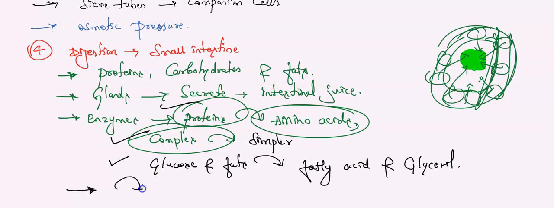Next point, digested food is absorbed by the villi present in the walls of intestine. So this is how the complete digestion takes place in small intestine. Can you please go through this answer once?